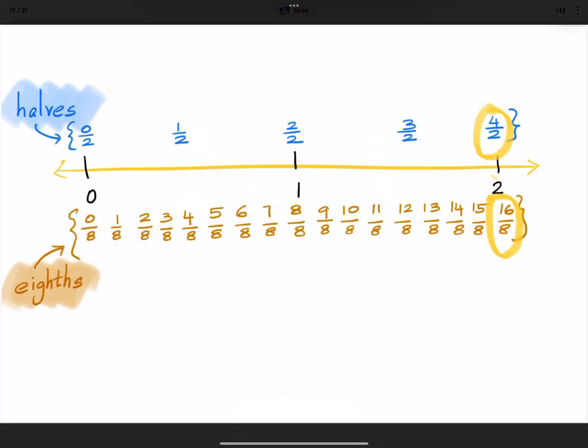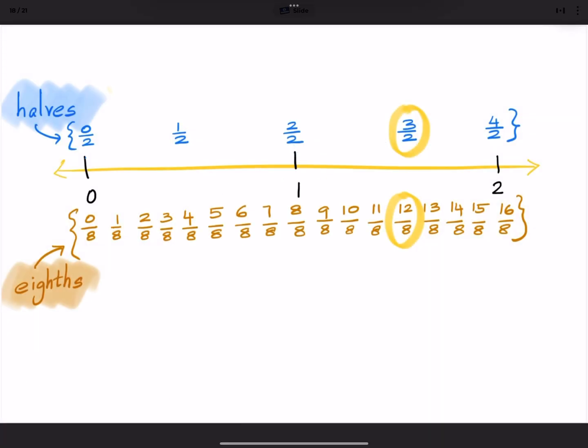Draw an oval and show the fractions that are equal to 2. The fractions that are equal to 2 are 4/2 and 16/8. Draw an oval around the fractions that are equal to 3/2. The fraction that is equal to 3/2 is 12/8.